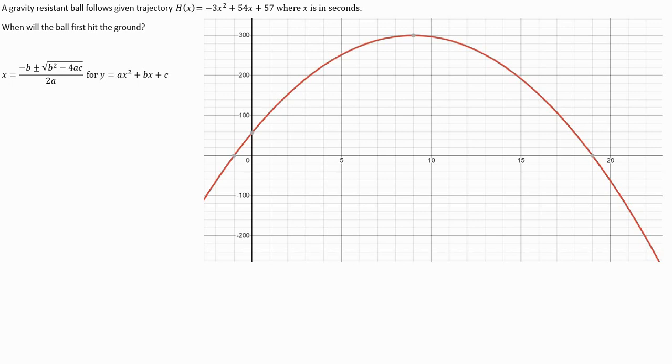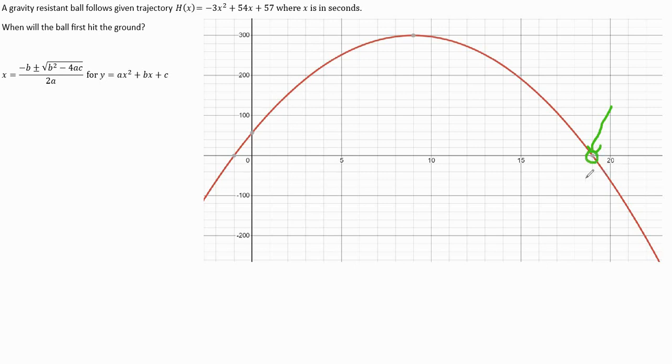So we have a theoretical gravity resistant ball that's going to follow the given trajectory where the height is equal to negative 3x squared plus 54x plus 57, where x is in seconds. We want to find out when the ball's going to first hit the ground, and we can use the quadratic formula to help us do that. And we can also look at the graph right here. This is what we're trying to find out.